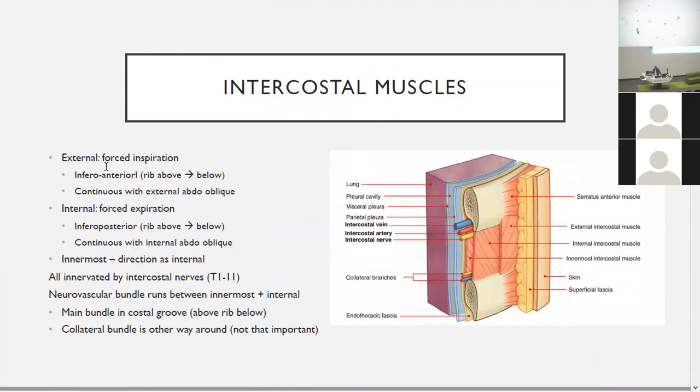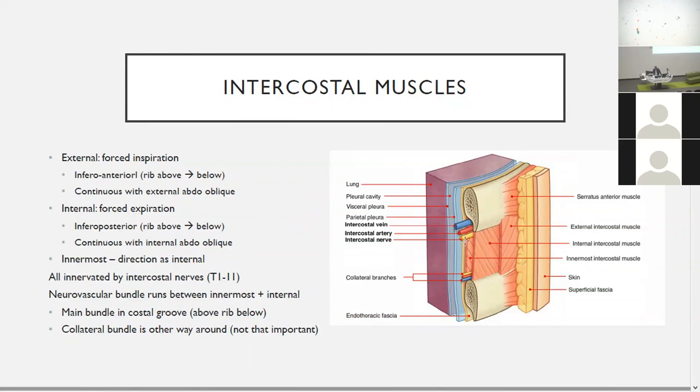And then you also have your external intercostal muscles, which you usually use for forced inspiration. If you're trying to figure out how this works, think about putting a jacket on, with your hands going into the pockets that way. Those are your external intercostal muscles. And then your internal is the other way around. Or you can remember the technical terms, inferior anterior or inferior posterior. And then you also have your innermost intercostal muscles, which, yeah, they're there.